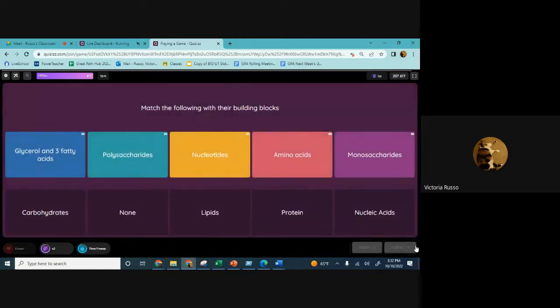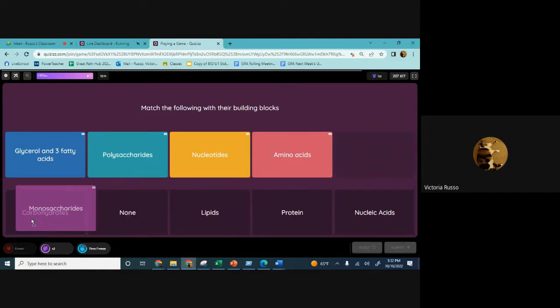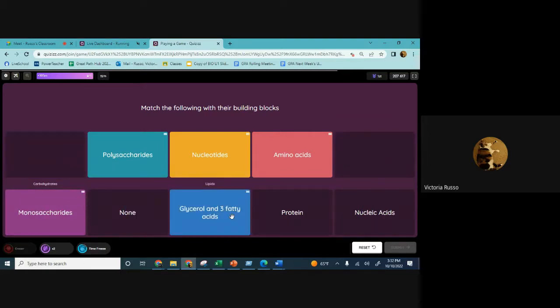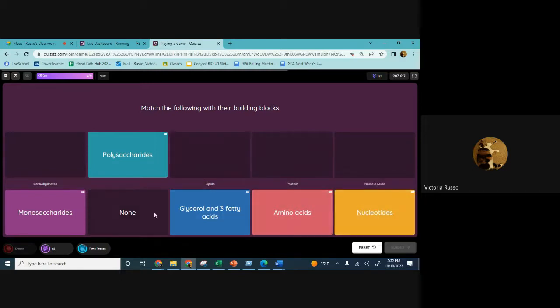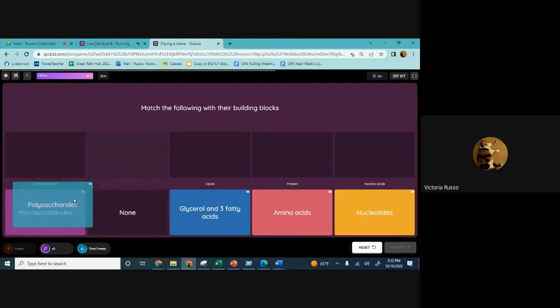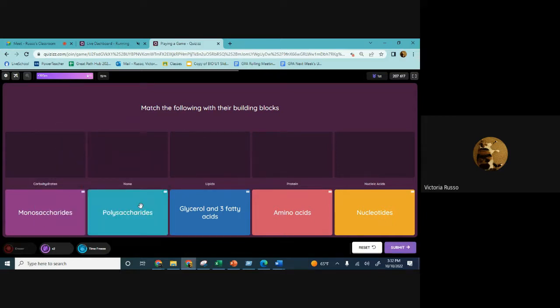All right, so match the following with their building blocks. So this is asking you to pull it down. The building blocks of carbohydrates, which means what is the smallest carbohydrate that makes it up? Those are monosaccharides. The building blocks of lipids we learned are a glycerol and 3 fatty acids. The building blocks of protein are amino acids. The building blocks of nucleic acids are nucleotides. And then last but not least, what about polysaccharides? You may want to put that with carbohydrate, but polysaccharides are not a building block of a carbohydrate. They're actually the largest carbohydrate you can have. So that goes in the none category.